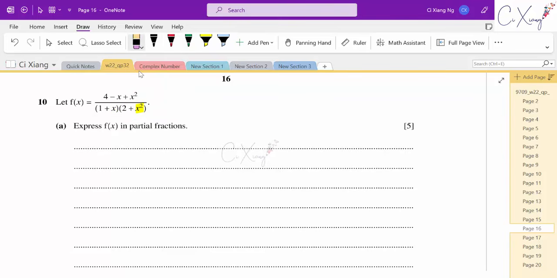So for a proper fraction, we can straight away separate it into partial fractions. Let us observe the factors that we have in the denominator. We have one linear factor, which is 1 plus x, and one quadratic factor, which is 2 plus x squared. For the linear factor, we have a constant A on top. For the quadratic factor, we should have Bx plus C on top.